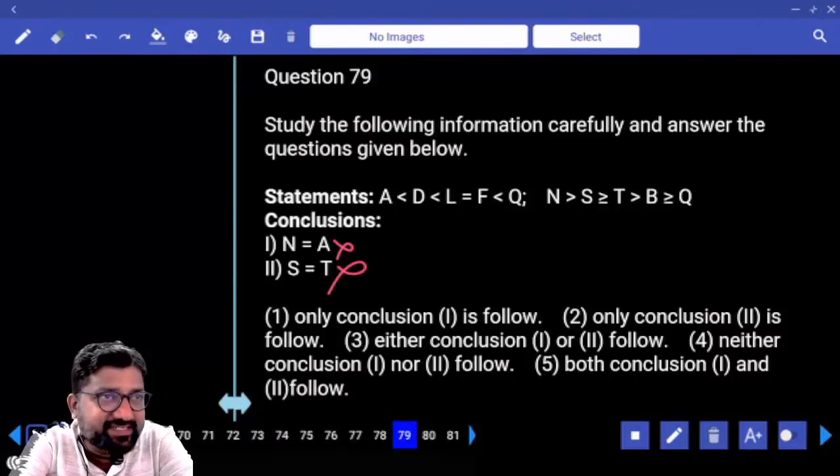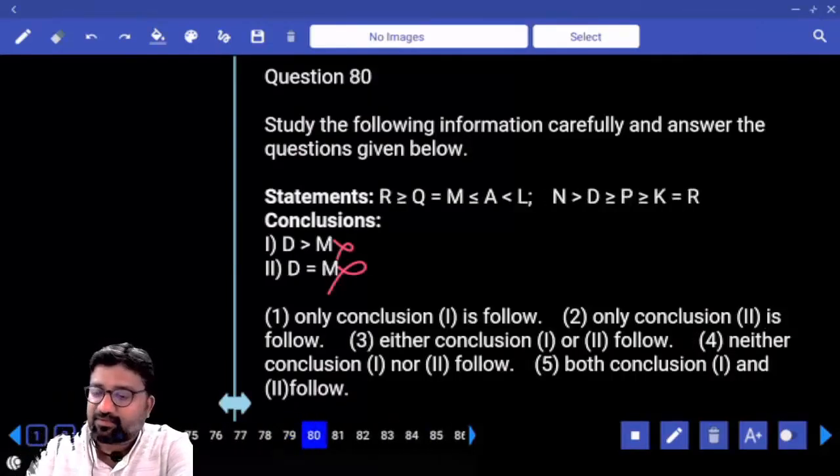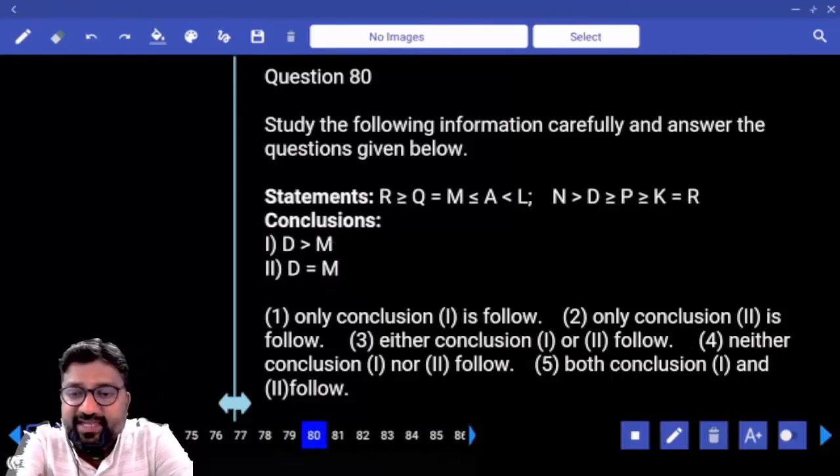Please give a little response. What can be the answer?